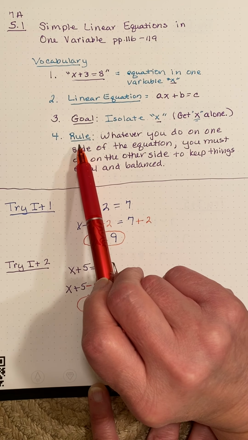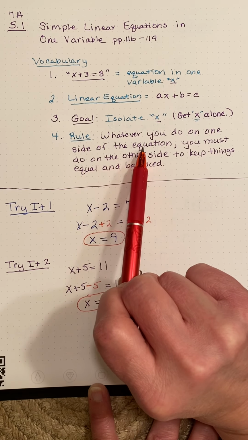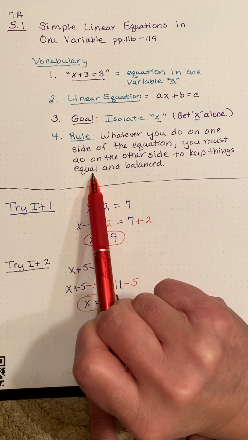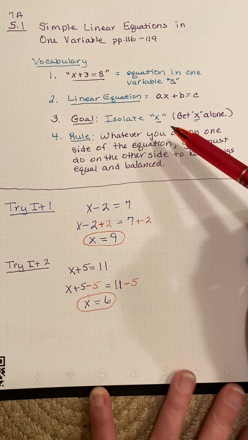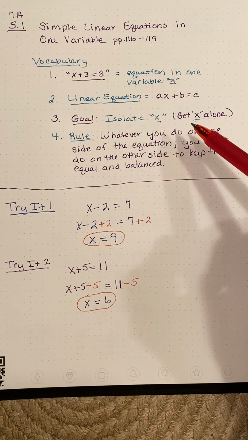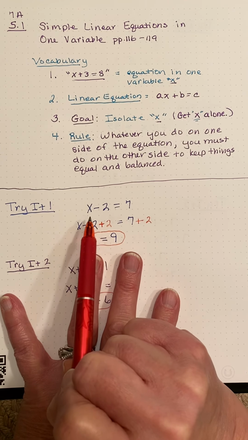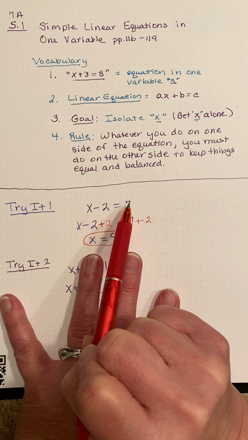In order to do this, the rule is whatever you do on one side of the equation, you must do on the other side to keep things equal and balanced. And now we're going to go through lots of different scenarios to show how you solve for x by isolating x and keeping each side balanced. So in try it number 1 on page 118, we are supposed to solve x minus 2 equals 7.